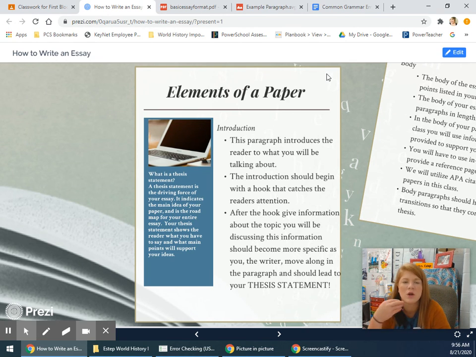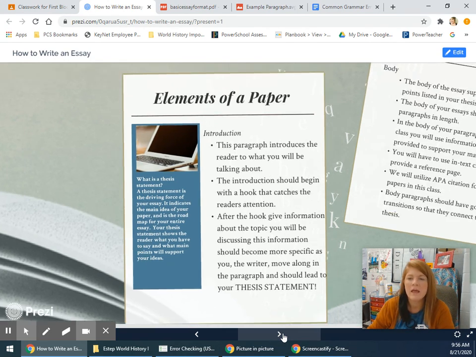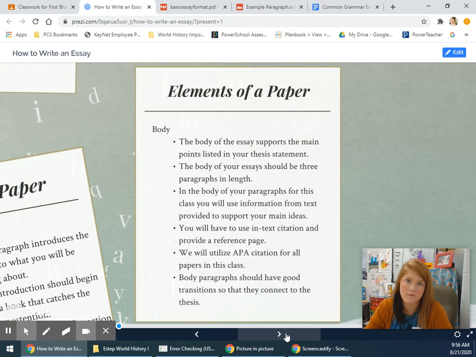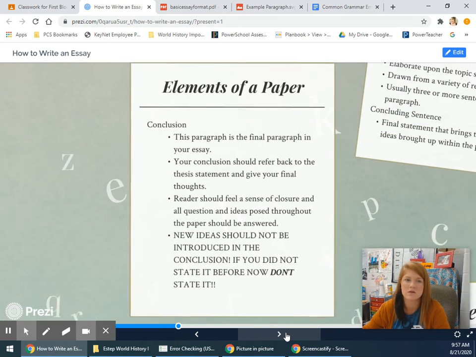Your thesis statement shows the reader what you have to say and what main points you are going to support throughout your paper. Then you have the body of your paper. That's the meat of your paper. The body of an essay supports the main points in your thesis statement. The body of your essay should be at least 2 to 3 paragraphs in length, and the body of your paragraphs for this class will use information from text provided to you. And so you'll always have to cite those sources. You'll cite those sources in APA. And body paragraphs should have good transitions that connect to the thesis, okay?